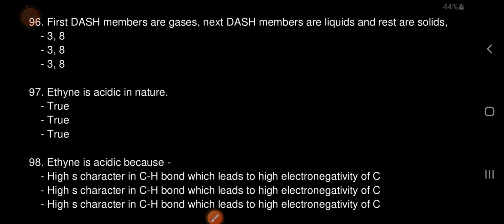True. Ethane is acidic because of the high S character in the C-H bond, which leads to high electronegativity of carbon.